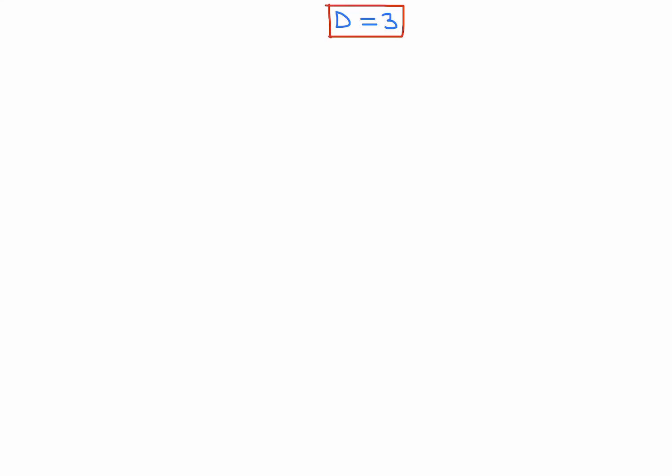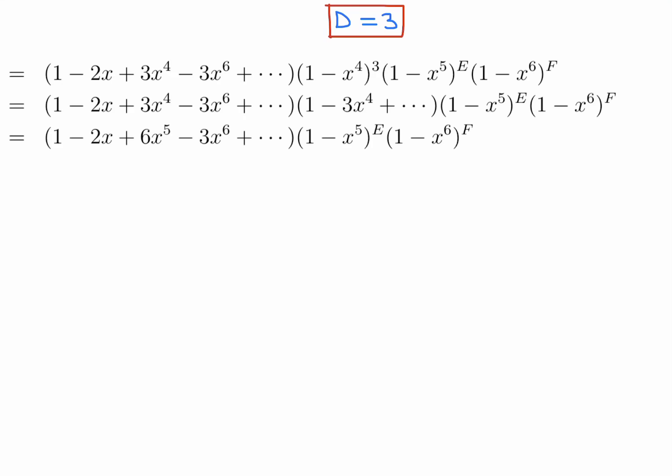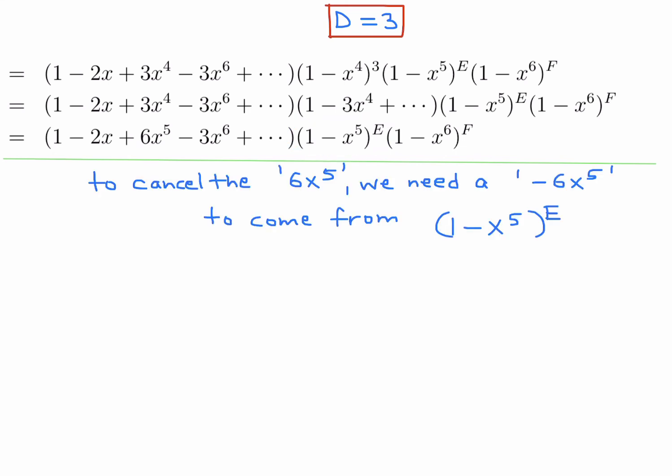So if d is equal to 3, my equation now becomes this right here, which I obtained by putting d equal to 3. Now at this point, again, we have to continue in the same way. We know that there is no x to the 5. So to cancel this 6x to the 5 that I have figured out, there has to be a minus 6x to the 5 that comes from here.